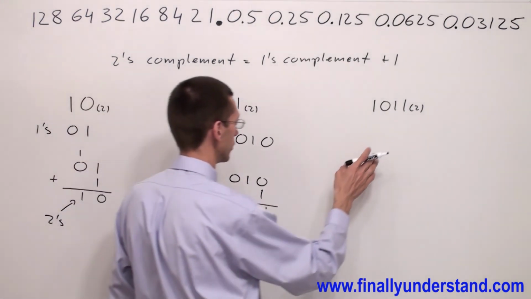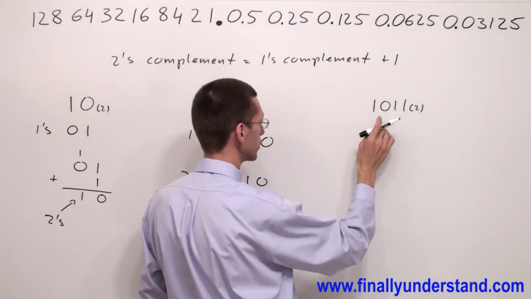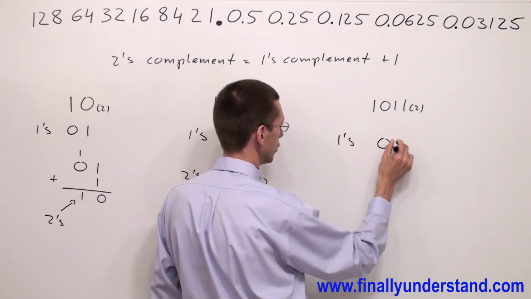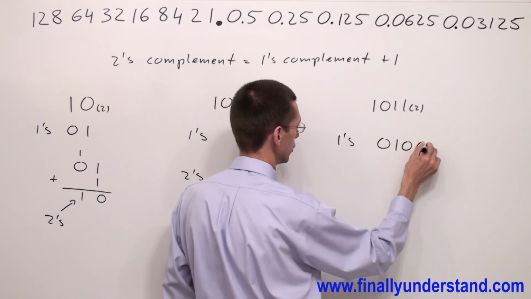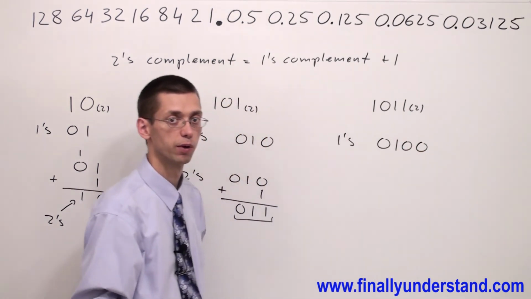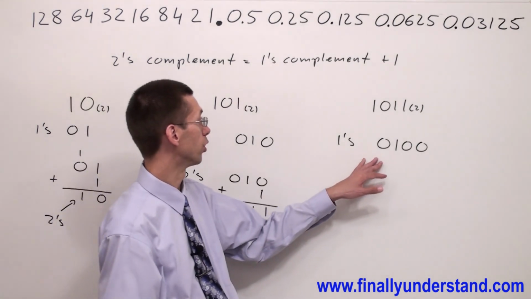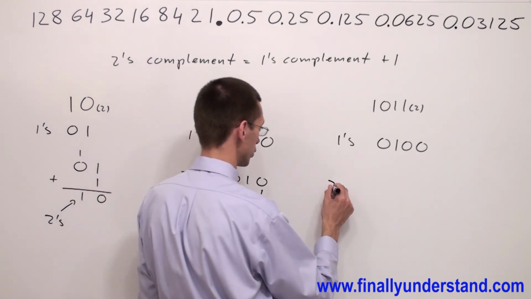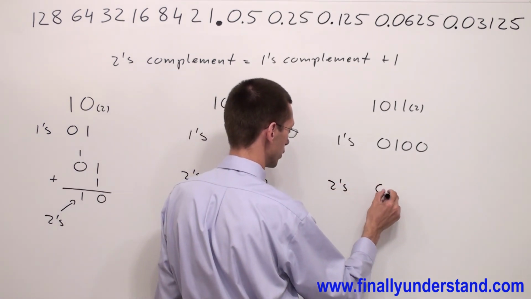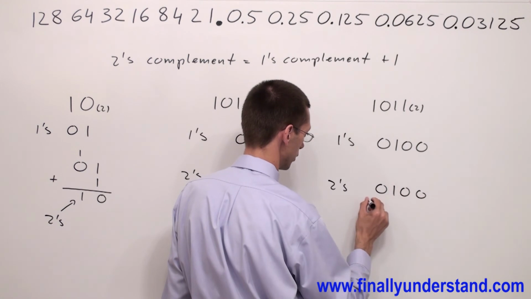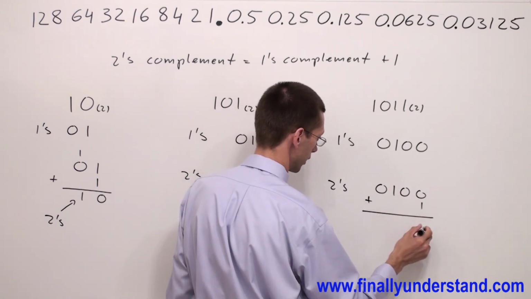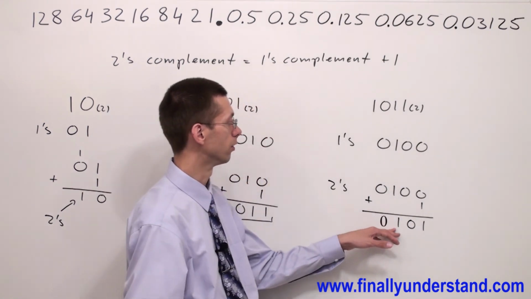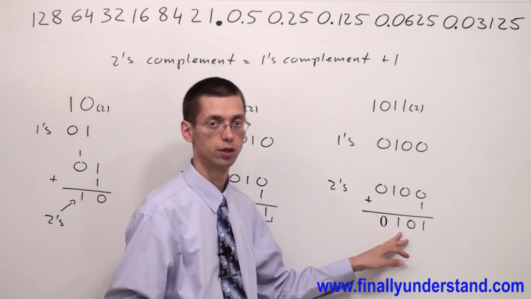Let's take a look at this one. We have to find first 1's complement. So I have 0, 1, 0, 0. This is my 1's complement, and in order to find 2's complement, I'm supposed to add 1 to 1's complement. So 2's complement is 0, 1, 0, 0 plus 1. 1, 0, 1. This is the 2's complement of this number, and this is the solution to my problem.